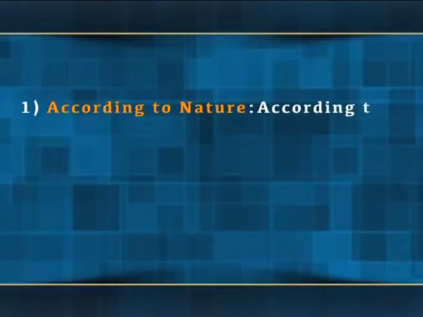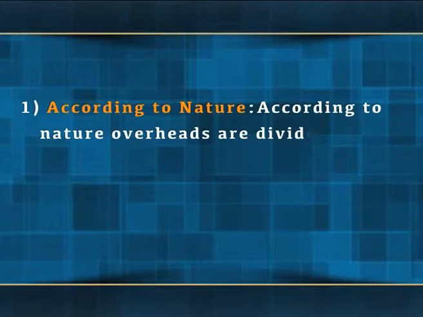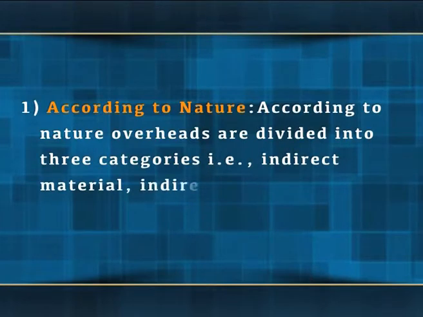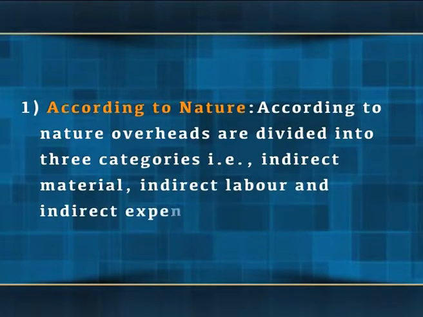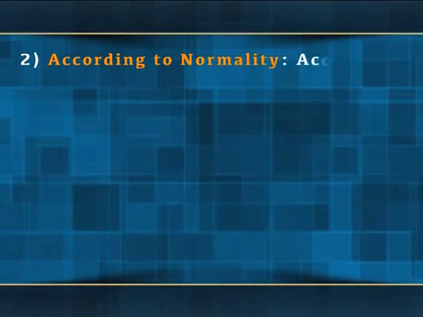Now let us look at the classification of overheads. Overheads may be classified under various categories. 1. According to nature. According to nature, overheads are divided into 3 categories, that is indirect material, indirect labor, and indirect expenses.